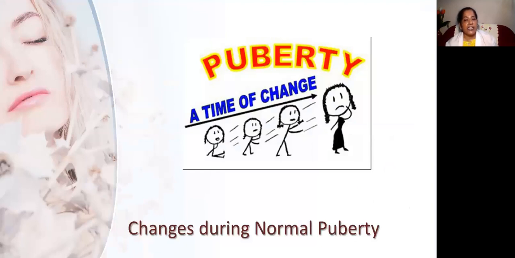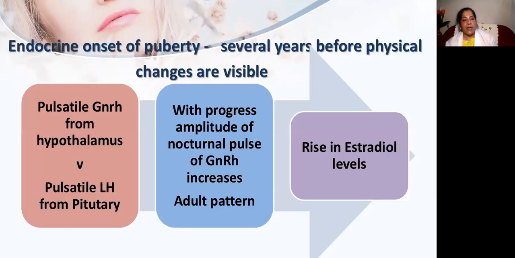Now let us see what all changes occur at the time of puberty. The endocrine onset of puberty occurs several years before physical changes are visible. There is a pulsatile GnRH released from the hypothalamus, which stimulates pulsatile LH, luteinizing hormone, release from the pituitary. With the progress, the amplitude of this nocturnal response of GnRH, gonadotropin releasing hormone, increases and then gradually it reaches the adult pattern. With these rises, there is a rise in estradiol levels, which are responsible for various changes which occur at the time of puberty.